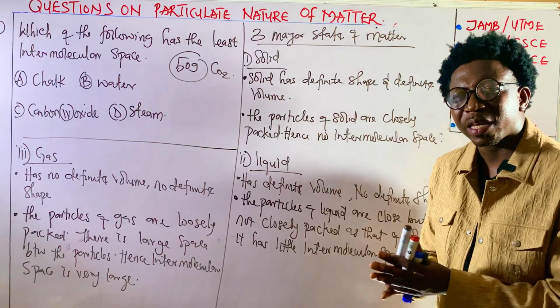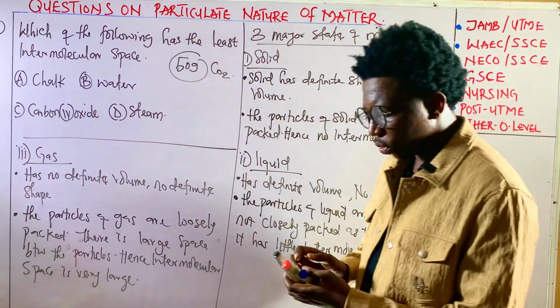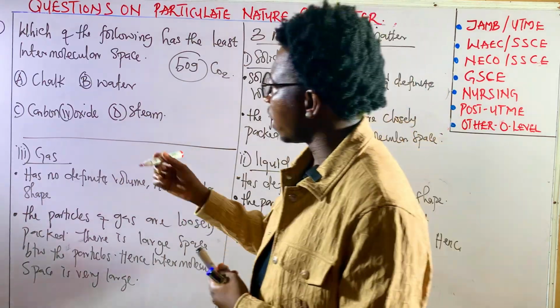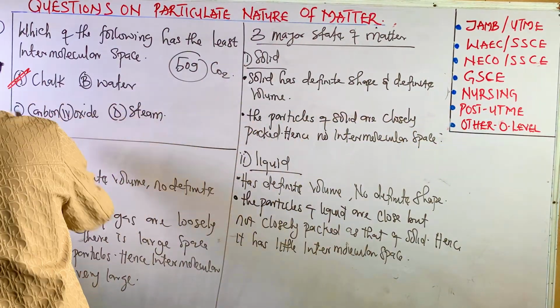The only thing that looks like a solid there is what? Is chalk. So the answer is not B. The answer is not D. The answer is not C. The answer is option A.